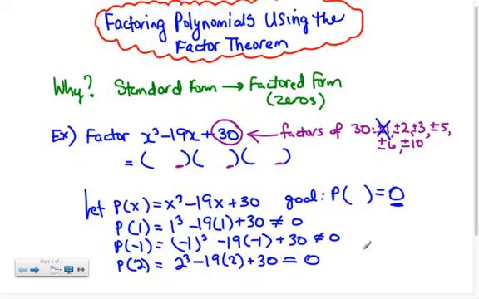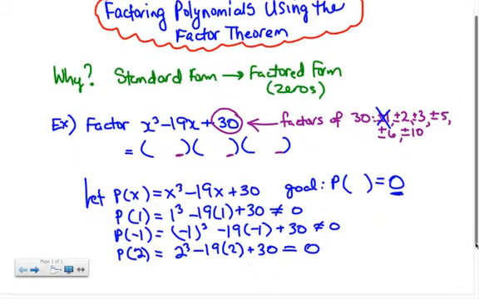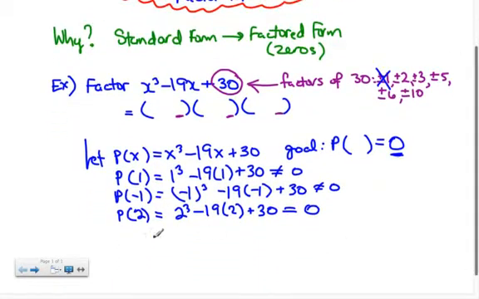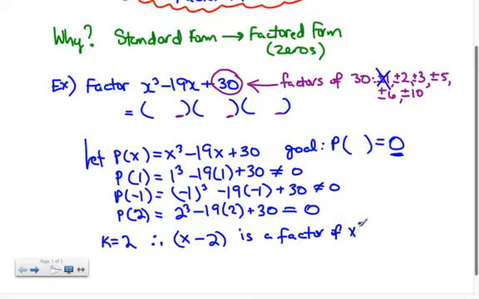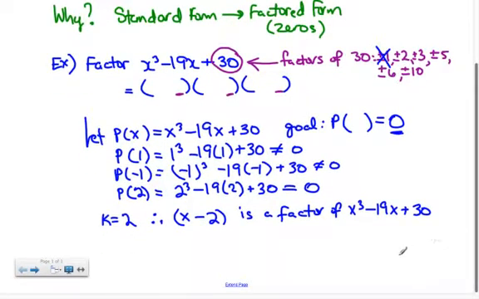All right, so then what this is telling us is that we know that x minus the k value, so 2 is our k value, so therefore I know that x minus 2 is a factor of this particular polynomial, x cubed minus 19x plus 30. Okay, so that's exciting. Where does it take us?